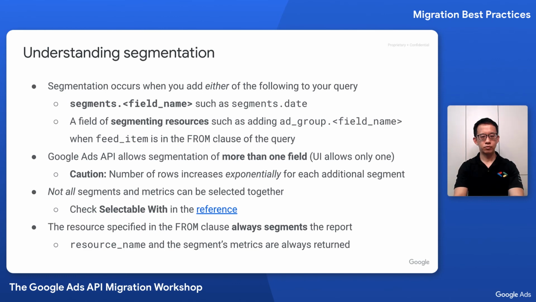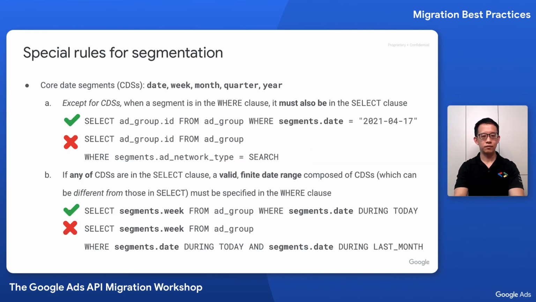There are some special rules for segmentation. The first one is about the coordinate segments, composed of date, week, month, quarter, and year. They behave a bit differently from other segment fields in some situations. The first situation is when a segment is in the where clause. It must also be in the select clause, except for these coordinate segments. Let's take a look at some examples.